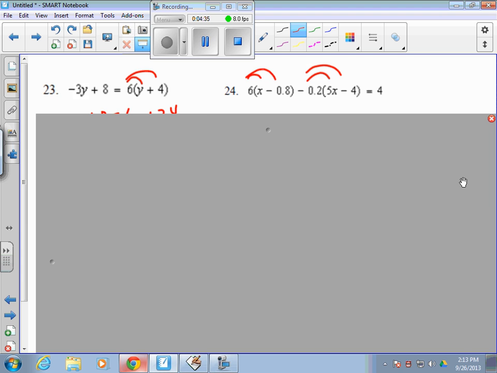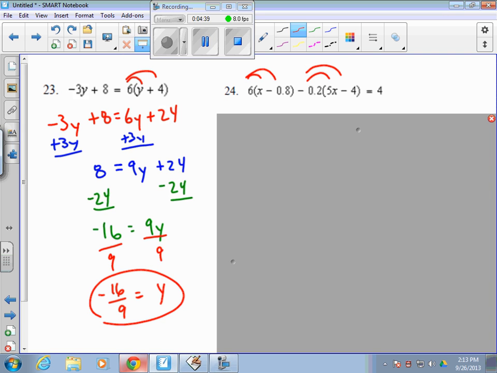23, you have to distribute 6 times y to get 6y, and 6 times 4 to get 24. Get rid of negative 3y by adding it to both sides. Leaves you with 8 equals 9y plus 24. Get rid of plus 24 by subtracting it on both sides. Leaves you with negative 16 equals 9y. Divide by 9 to cancel out multiplying by 9 on both sides. And you're left with negative 16 over 9 is y.